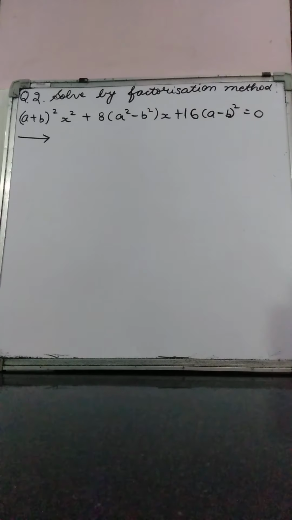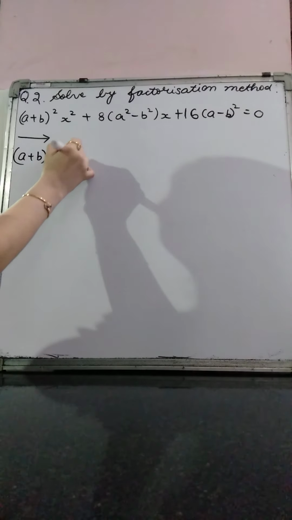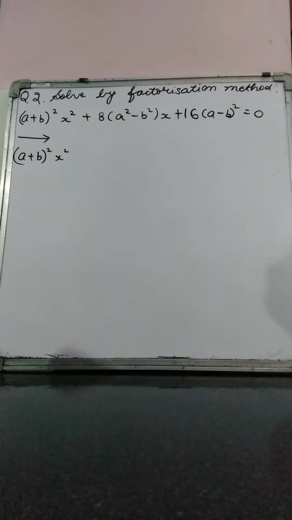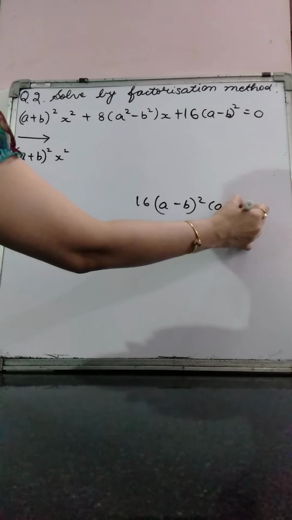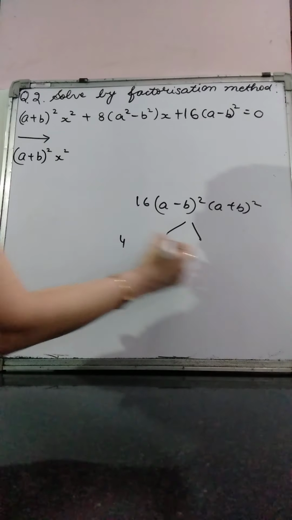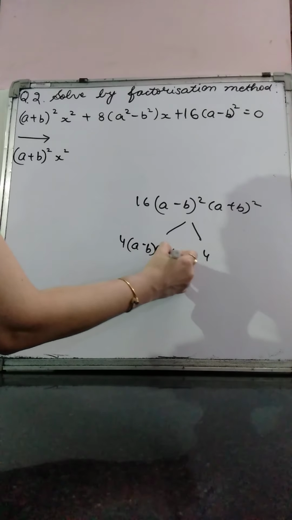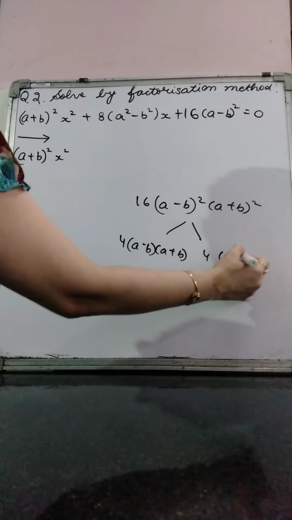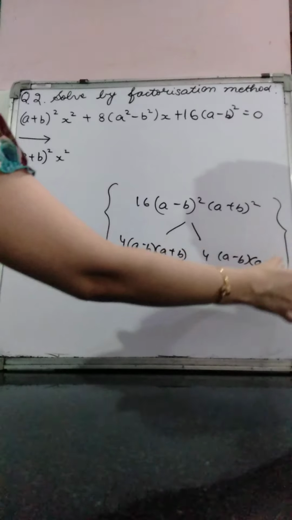Now the second question is, solve by factorization method this quadratic equation. The factors of 16 (a minus b) square will be 4 into 4, 16, and (a minus b), (a plus b), and (a minus b), (a plus b). These will be the factors of this term.